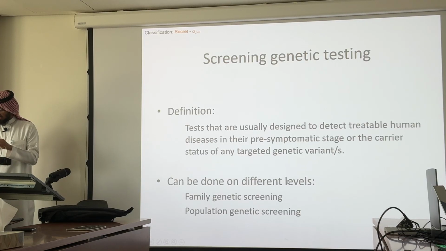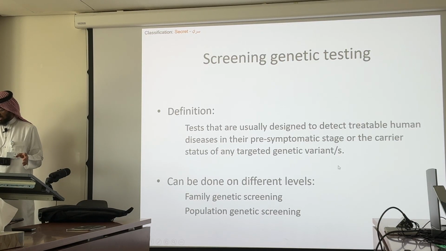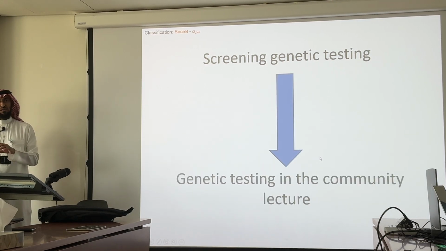Screening for genetic disease. This is a test that is usually designed to detect treatable human disease in the pre-symptomatic stage, or the carrier status of any target genetic variant. It can be done at different levels, either family genetic screening or population genetic screening, and we'll discuss this, inshallah, in the next lecture about genetic testing in the community.